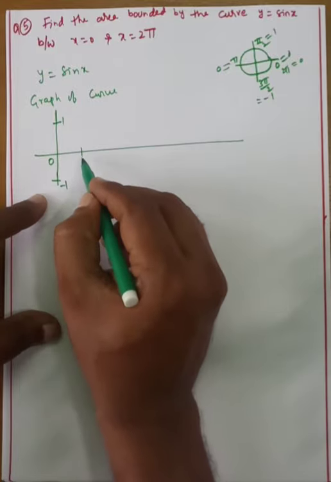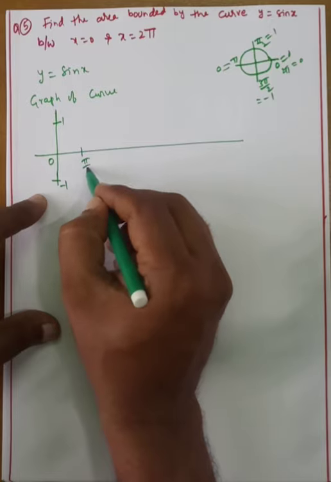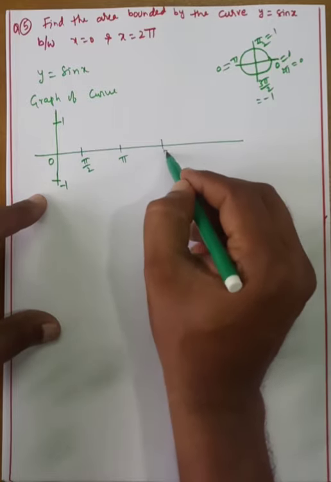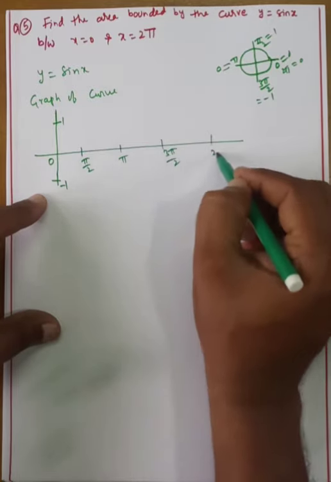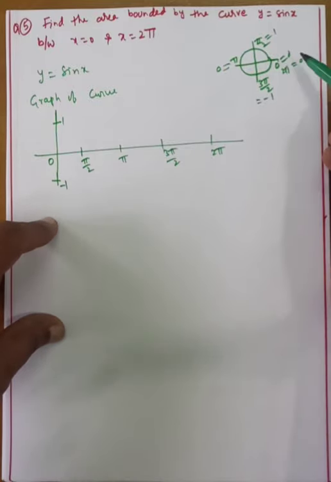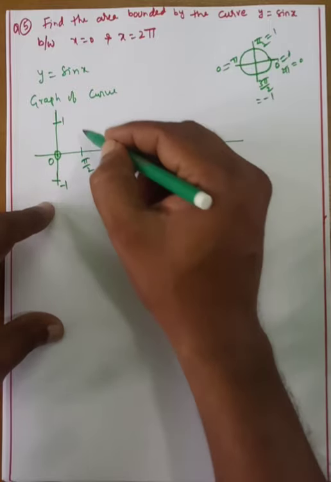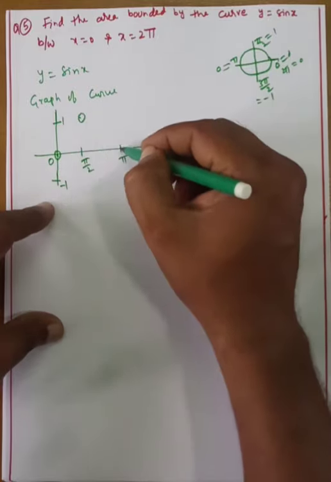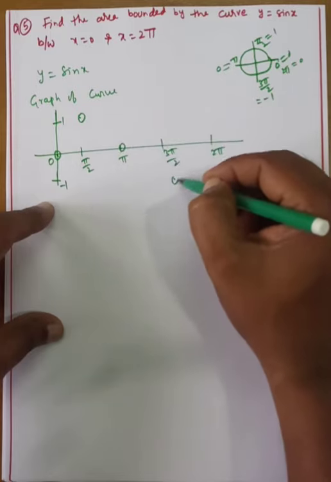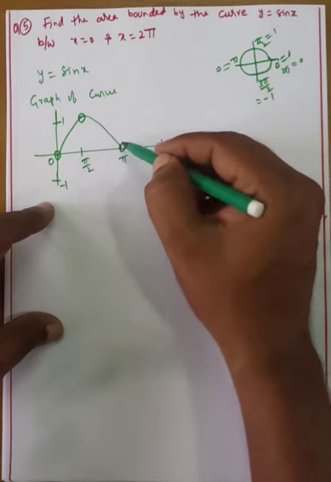Now here 0, then we will take pi by 2, pi, 3 pi by 2, and 2 pi, simply, my dear students. Observe that sin 0 is 0, sin 90 degrees is 1, sin pi is 0, sin 3 pi by 2 is minus 1, and sin 2 pi is 0. Okay my dear students, now joining all of these in this way.